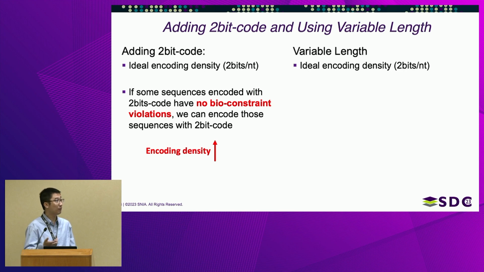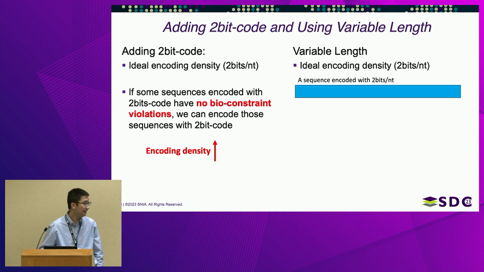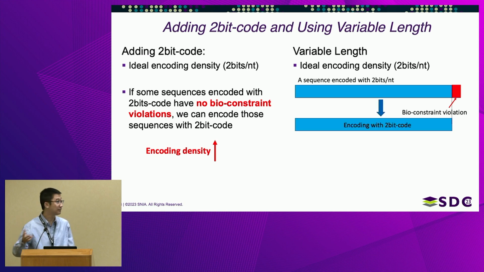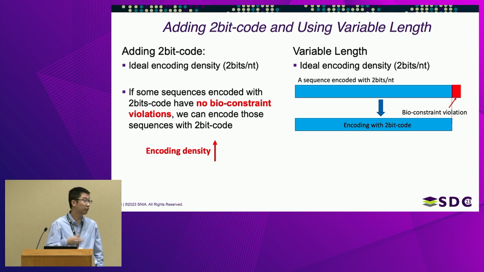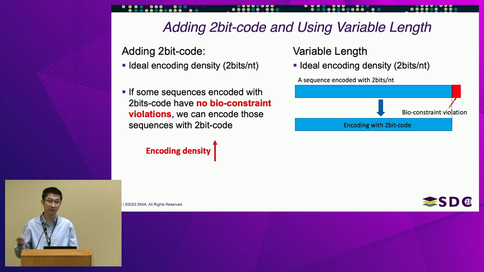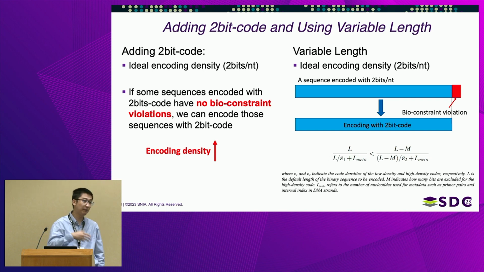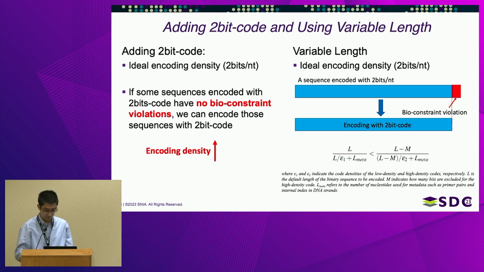And also for the variable length, in the ideal case we want to achieve the ideal encoding density, 2 bits per nucleotide. And this is one example. For example, if we encode one sequence with 2 bits per nucleotide, and then find out that the last part of the encoded data has bioconstraint violations, how about we just get rid of this violating part, and then simply use the 2-bit code to encode the data to achieve the 2 bits per nucleotide encoding density. Of course, we do need to follow some conditions to make sure that by using the 2-bit code, we can achieve a higher encoding density overall, okay?